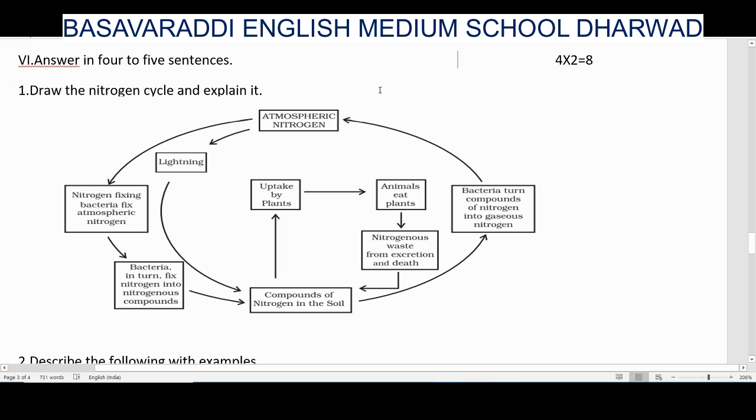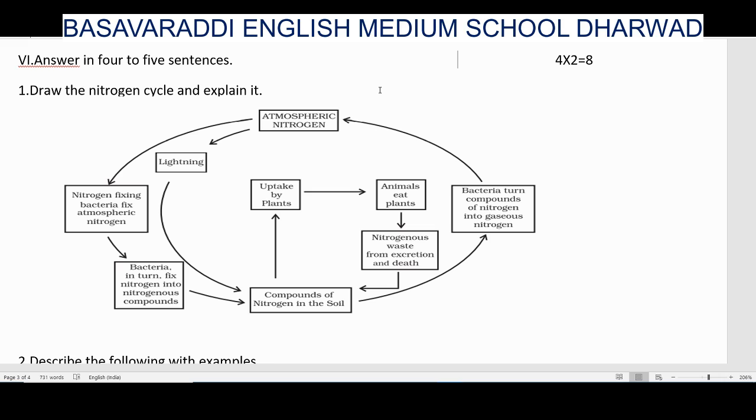The simple way is to first draw the nitrogen cycle, then start from there. First, you have the atmospheric nitrogen, and this particular nitrogen is required by the plants. In the atmosphere you have nitrogen in abundance, almost 70%. But the form in which it is present in the atmosphere cannot be taken up by the plants.